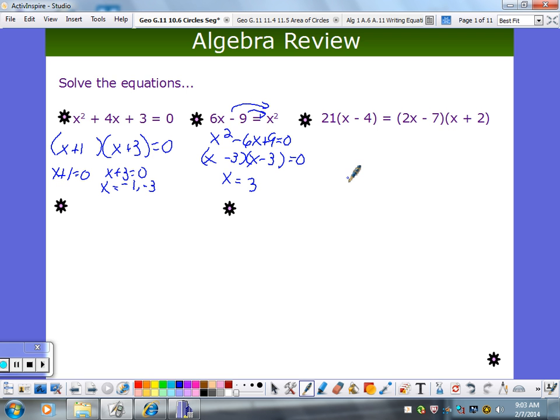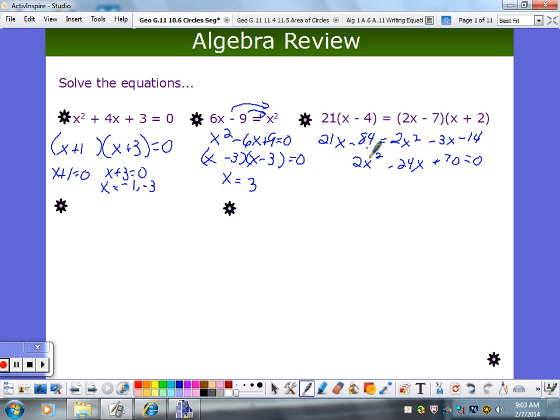Oh, yeah. This one looks horrible. Let's see what we can do here. 21x minus, well, 21 times 4, 84, equals 2x times x is 2x squared. 2x times 2 is 4x. 4x minus 7x is minus 3x. Minus 7 times a positive 2. And let's see if we can get everything on one side of the equal. 2x squared. If I subtract the 21x, what do I get? Minus 24x. Now I'm going to add 84 plus 70 equals 0. So combining the like terms, putting it all on one side of the equal.